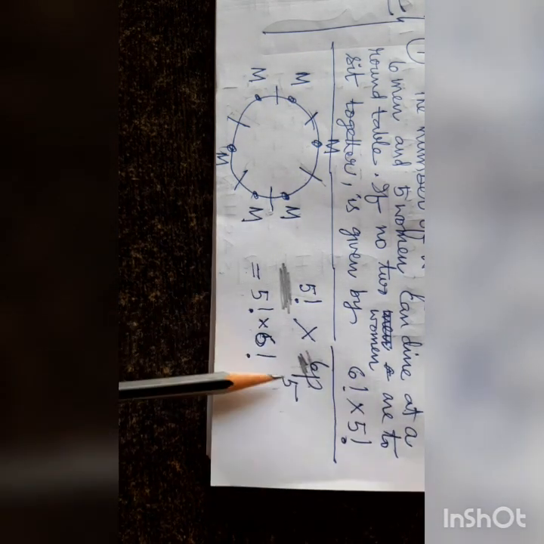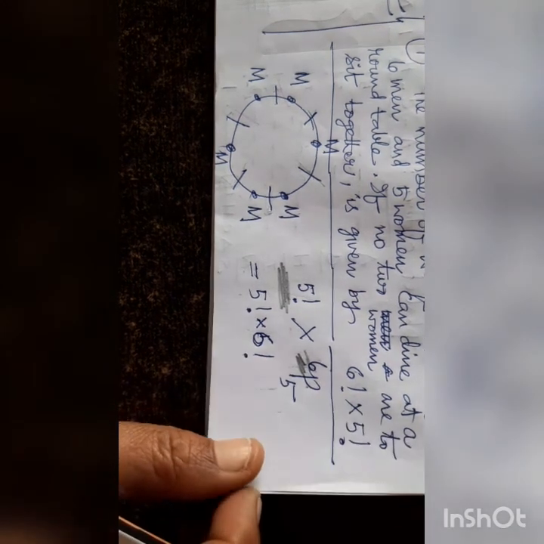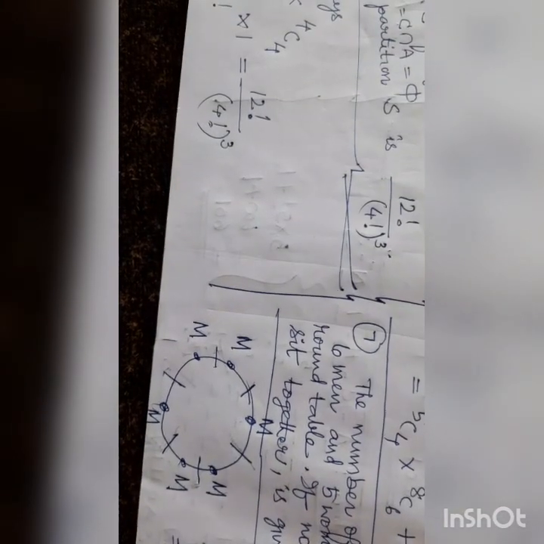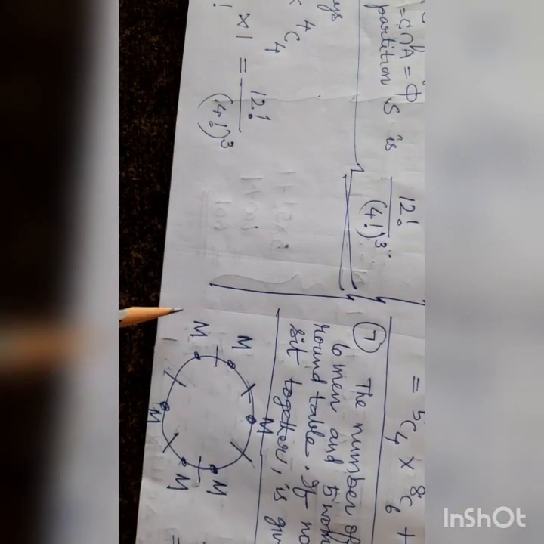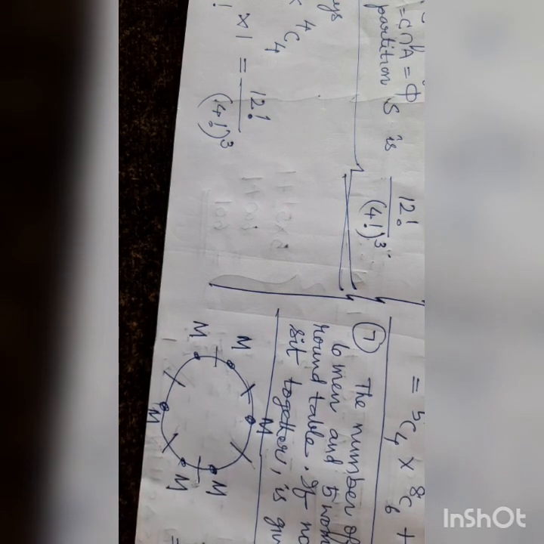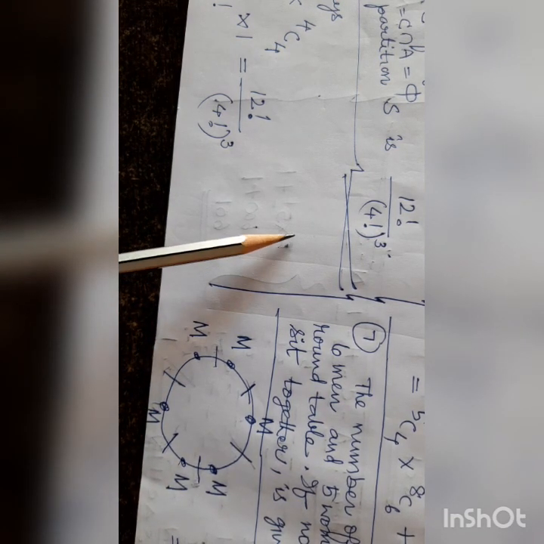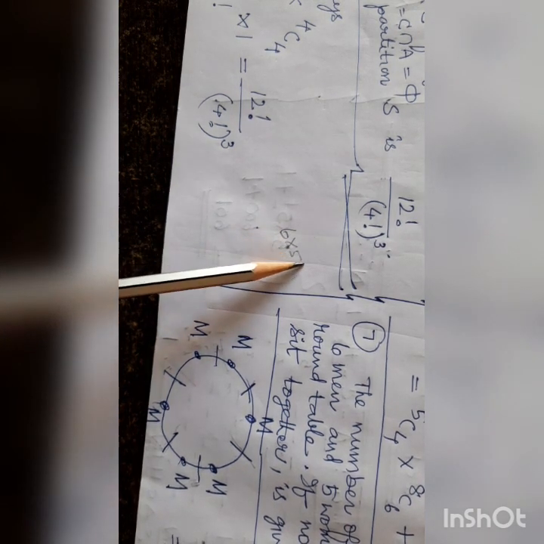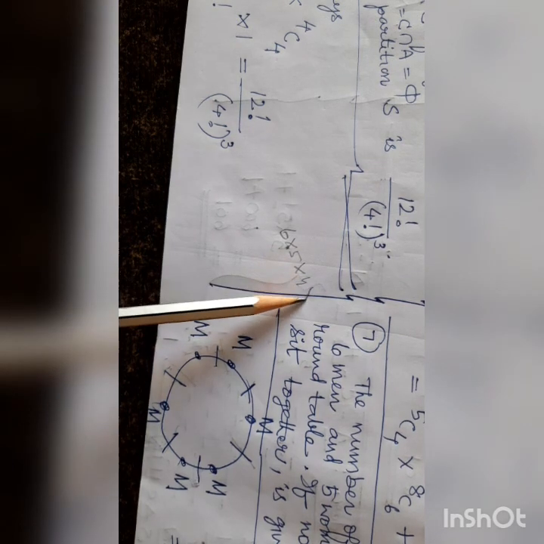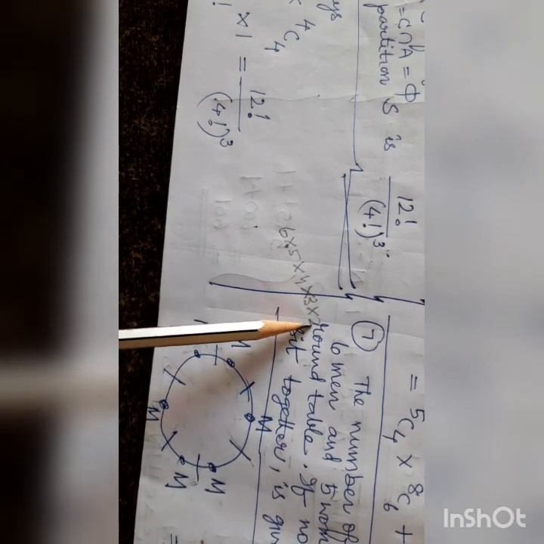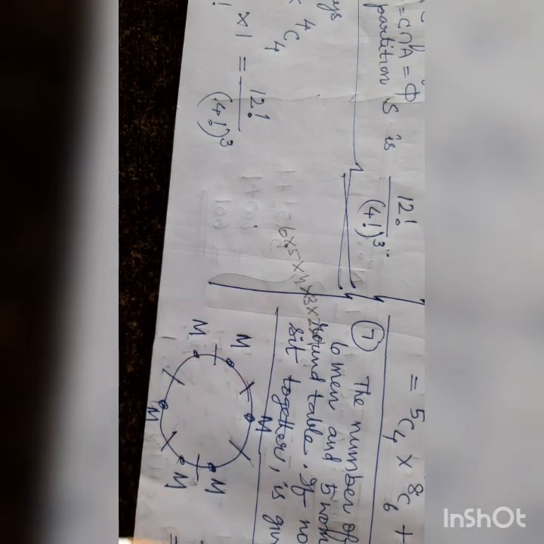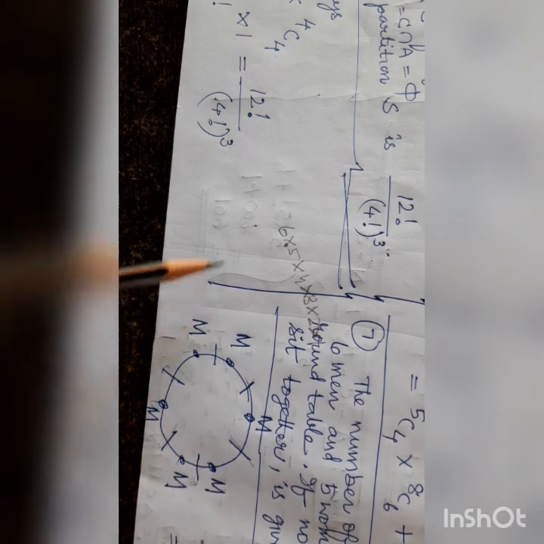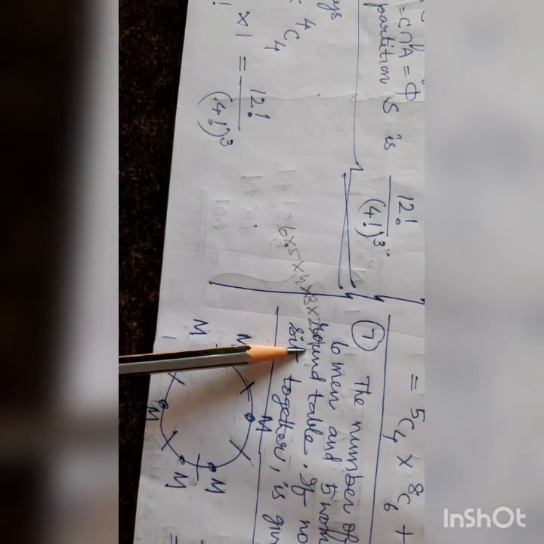5 factorial into, what is 6P5? 6P5, do you know 6P5? No, you don't know. 6P5 is here: 6, 5, 4, 3, 2, 1. That's all. Here 5 is there, so 5 times you write backwards the natural numbers.